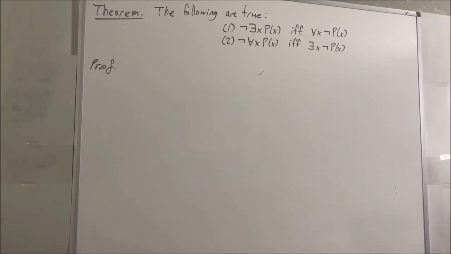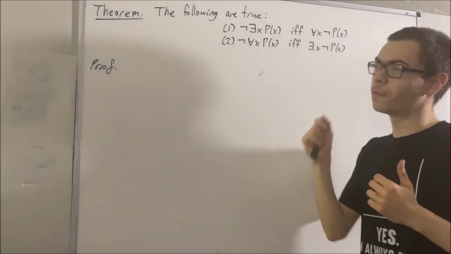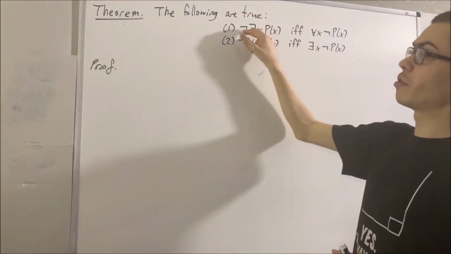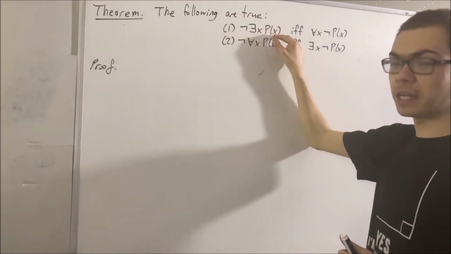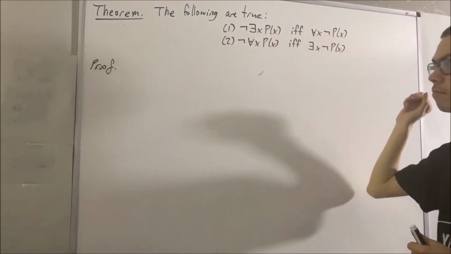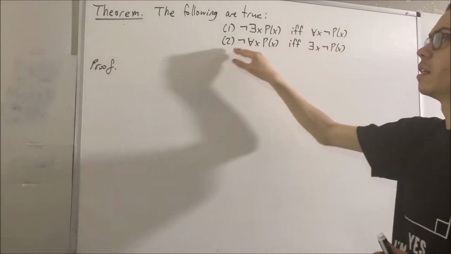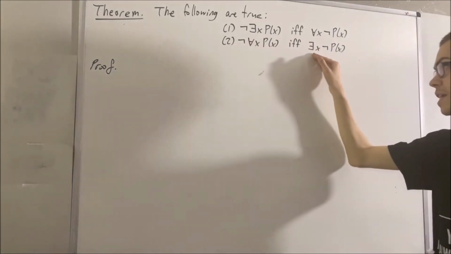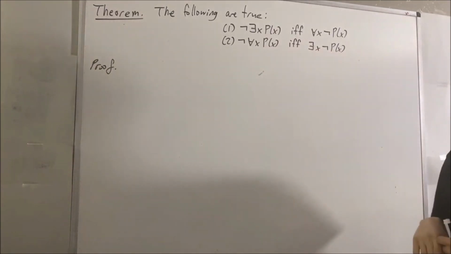Hello! In this video, we're going to prove the following theorem. The following are true. One, there does not exist an x such that p of x if and only if for all x, not p of x. And two, it is not the case that for all x p of x if and only if there is an x such that not p of x.